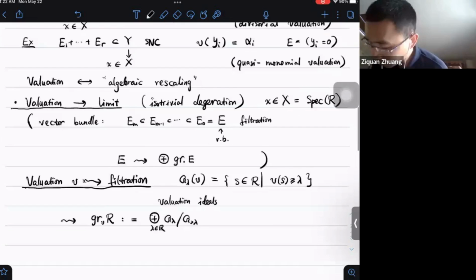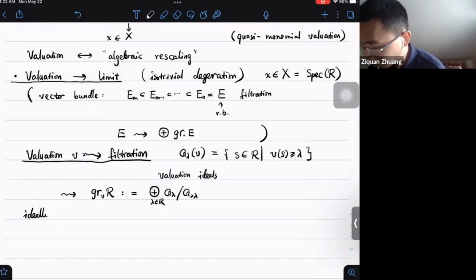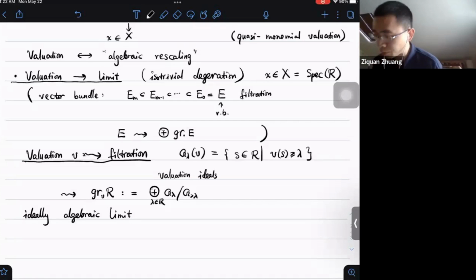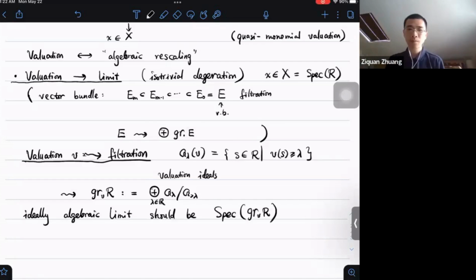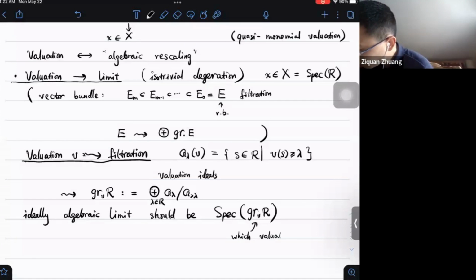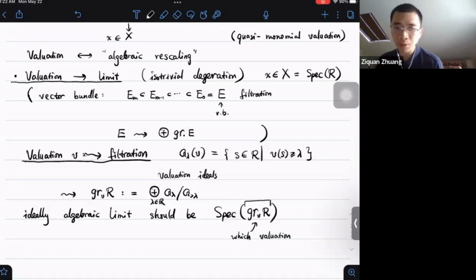And so ideally, associated to this filtration, associated to this valuation, should be the spectrum of this algebra. Okay, so that's roughly the idea, but there are two issues here. So the first one is which valuation we should choose. And another more serious issue is that if I want to take the spectrum and get an algebraic variety, bear in mind that this is what we want to replace for the metric tangent cone.